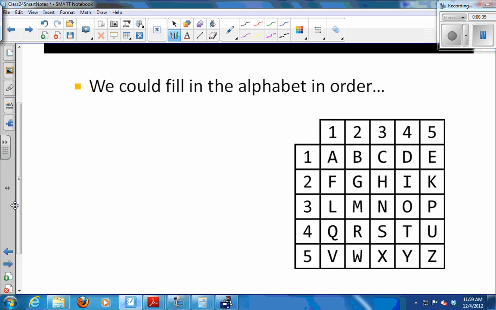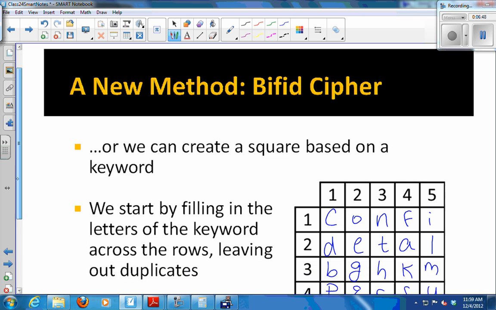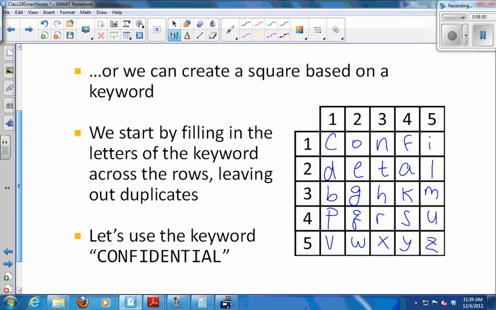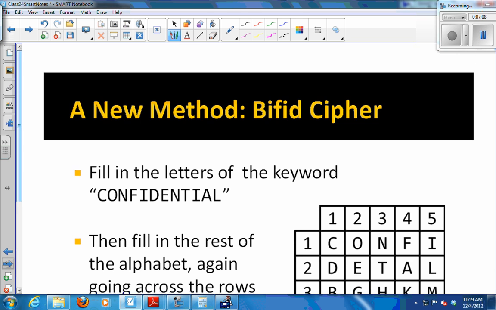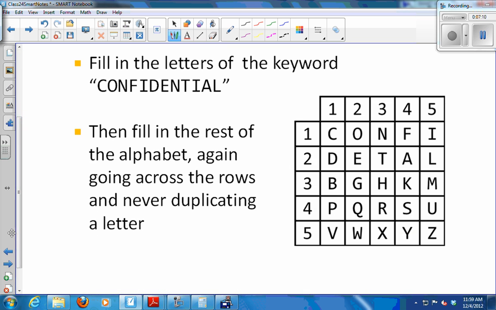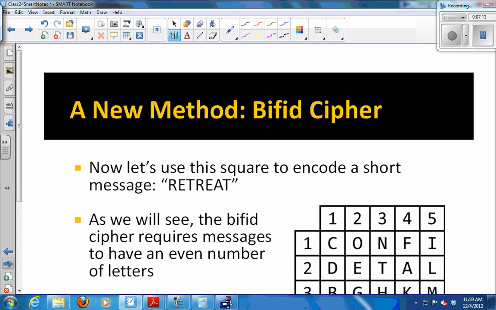So our new method is the Bifid cipher. We use the Polybius square. You can fill in the alphabet normal, or you can fill it in based on a keyword. Confidential is misspelled. It's misspelled because you don't ever want to repeat a letter. So once it's in the box, once it's in the square, you don't ever repeat it. So we put in confidential, fill in the rest of the letters of the alphabet without duplicating a letter.